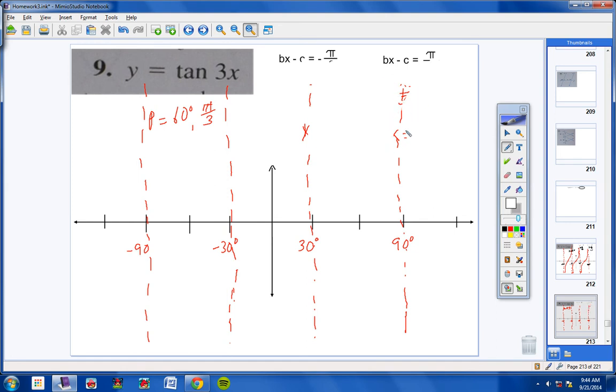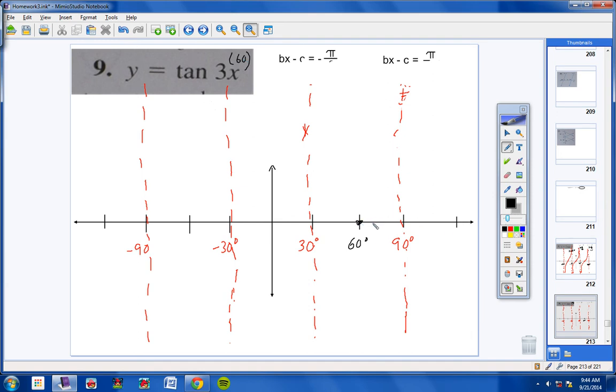And that'll do for this problem. All right, now here we go. Okay, now the middle value between 30 and 90 is 60. So I'm going to put 60 in for x right here. Okay, so tangent of 3 times 60, 180 degrees, is going to be 0. So we're going to have 0 right here.